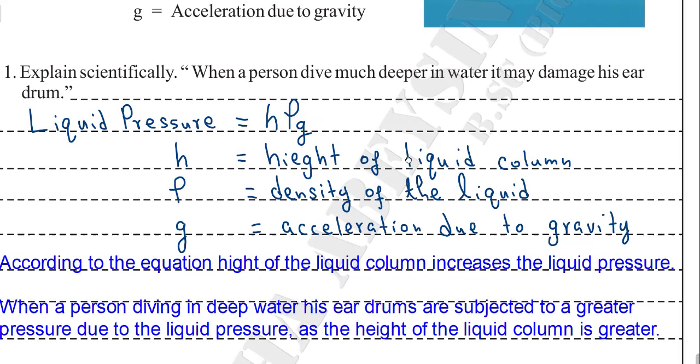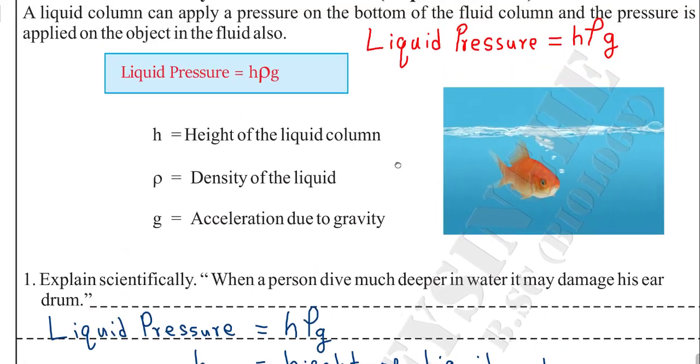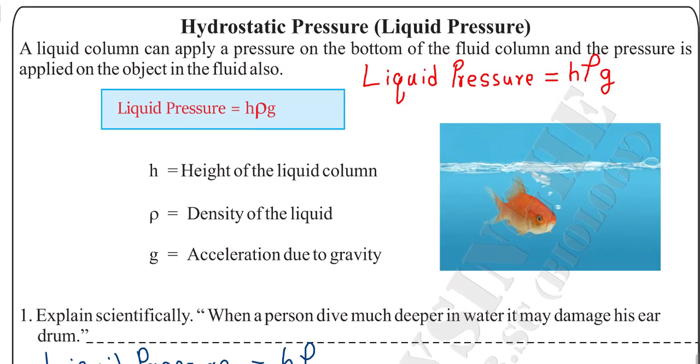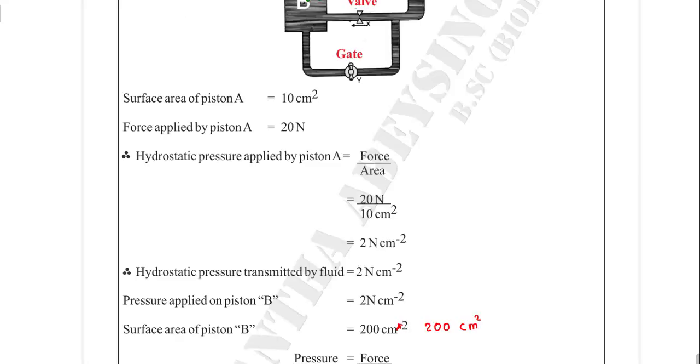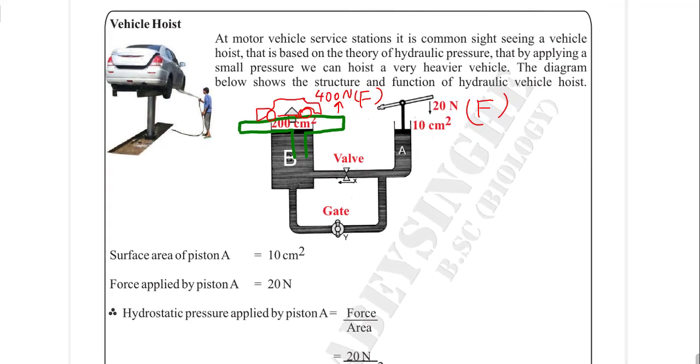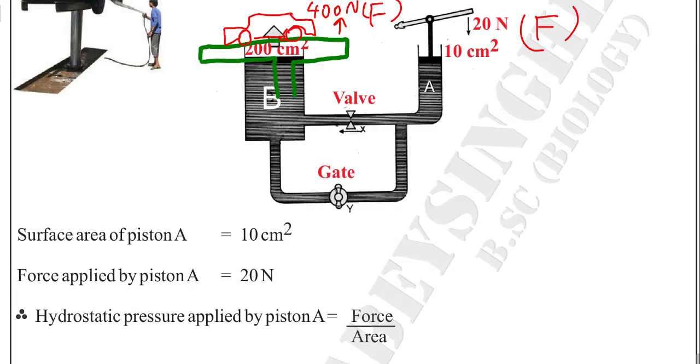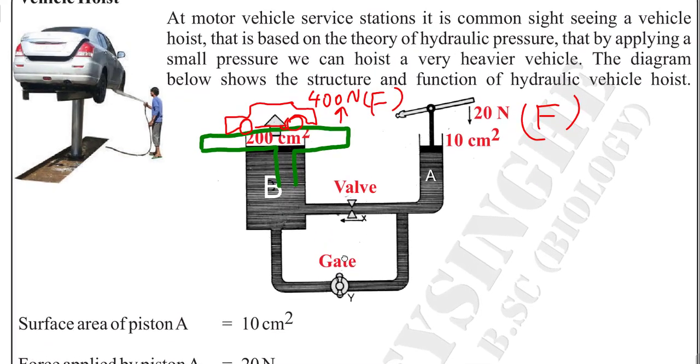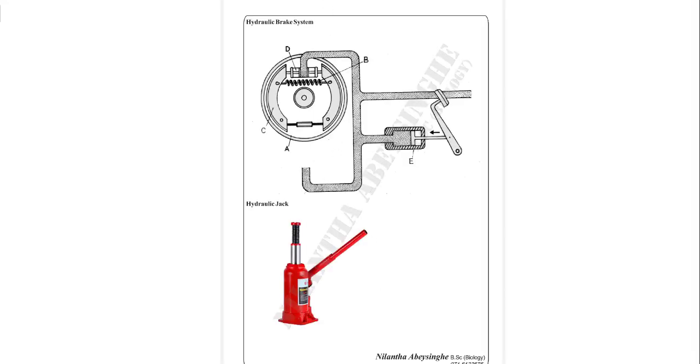You may get many questions out of that, and it is very important for the O-level exam. Also, we have discussed liquid pressure and done some calculations. The hydraulic vehicle hoist question is also possible for the O-level exam. Some examples of liquid pressure applications are the motor vehicle hydraulic brake system and the hydraulic jack for motor vehicles.